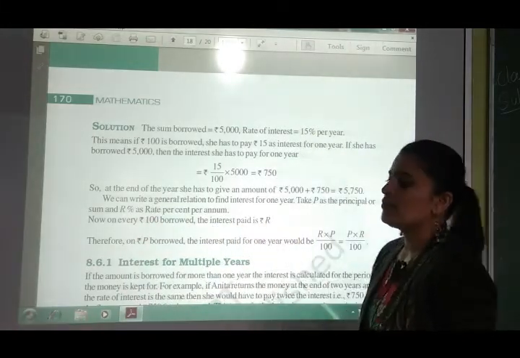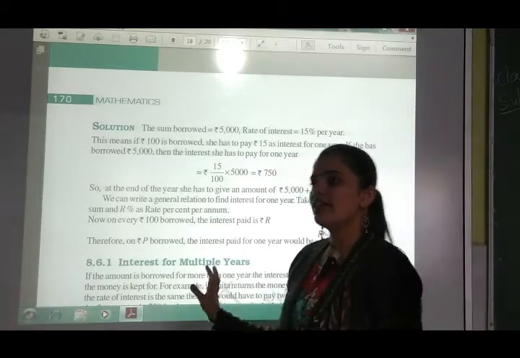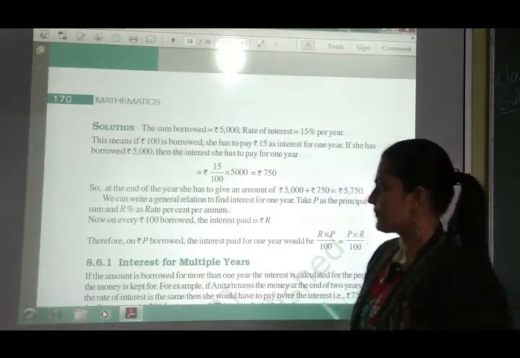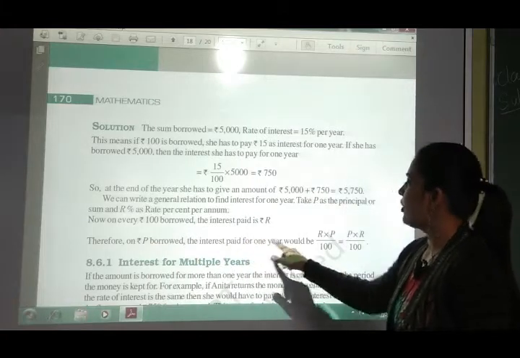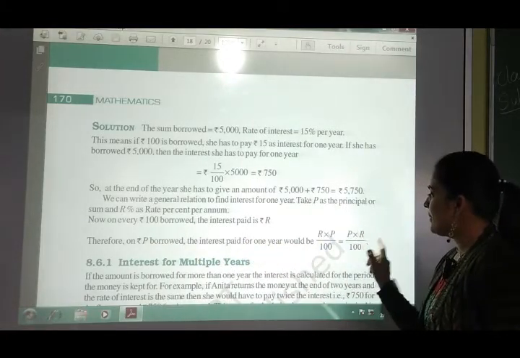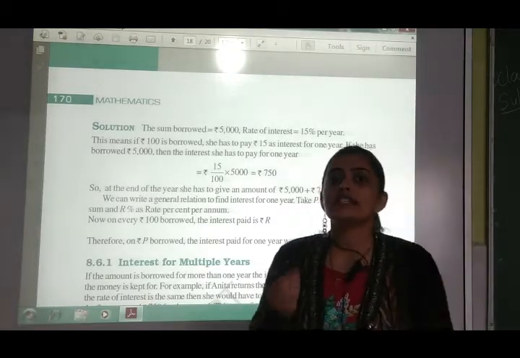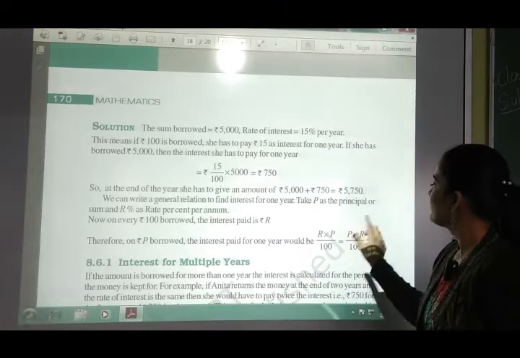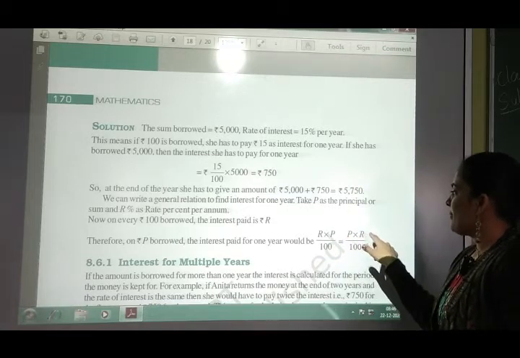Now on every rupees 100 borrowed, the interest paid is rupees R. Here we are talking about a general formula, so for that we will take rupees 100. For rupees 100, the interest is R percent. Therefore, on rupees P borrowed, the interest paid for 1 year would be R multiplied by P divided by 100. So whenever you want to find a simple interest, the formula is R multiplied by P upon 100, or P multiplied by R upon 100.